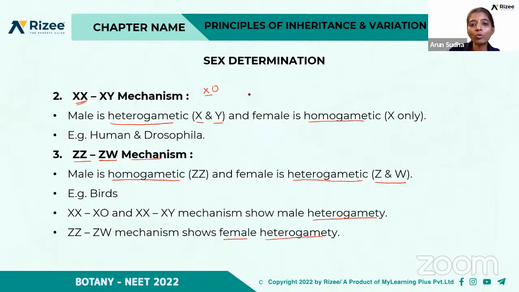So here the gamete which has the X chromosome is called the gynosperm, and the gamete which has the Y chromosome is called the androsperm. So it has two types of gametes. The gamete which has the X chromosome is called the gynosperm, and the gamete which has the Y chromosome is called androsperm. Okay, so these are the three types of mechanisms which are involved in sex determination, right?